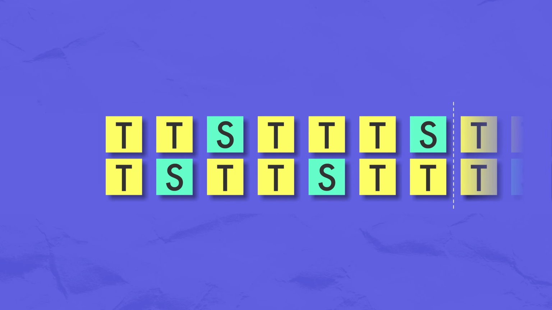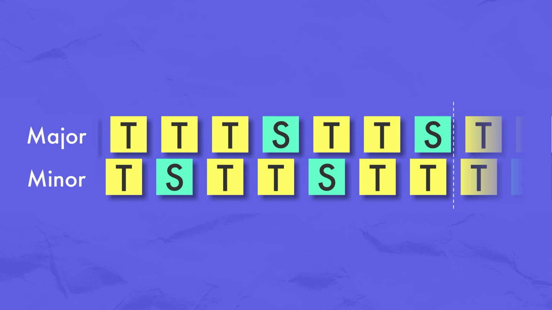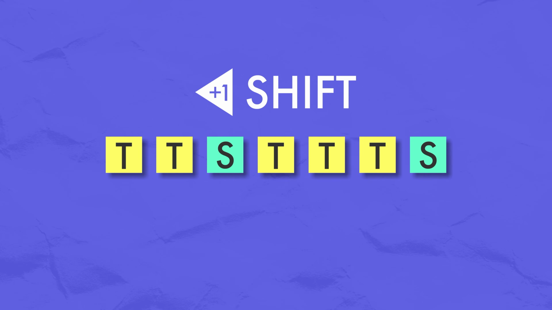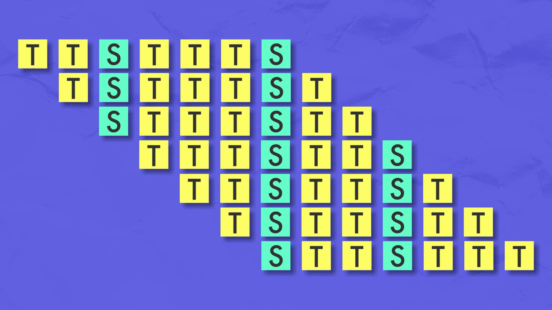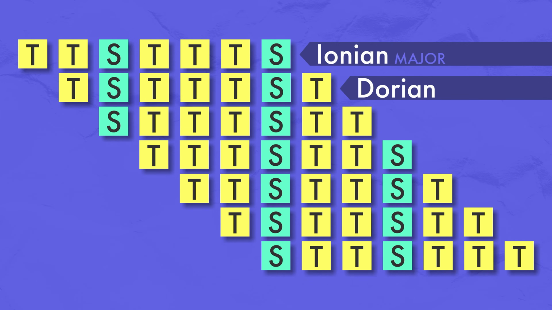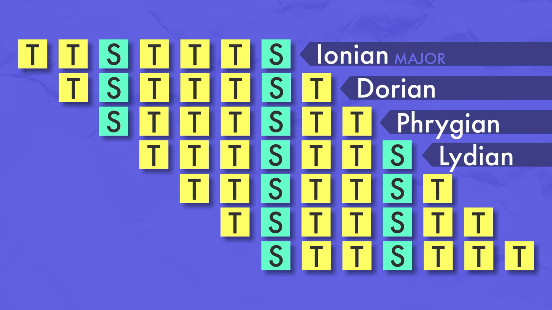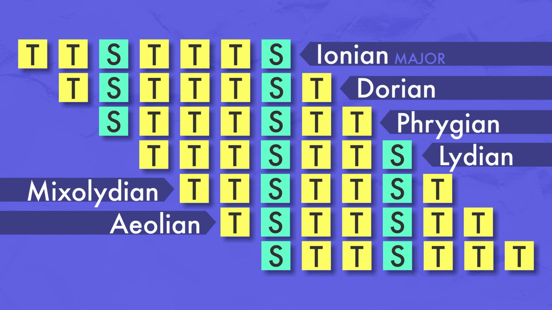The eagle-eyed amongst you may have noticed something interesting about the formulas for major and minor scales. They're actually the same but shifted by 5 places. So what would happen if we shifted the major formula one step at a time? We've already said that this one is the natural minor scale, so what are all these other scales? These are the 7 modern modes. Ionian, what we call major, Dorian, Phrygian, Lydian, Mixolydian, Aeolian or natural minor, and Locrian.